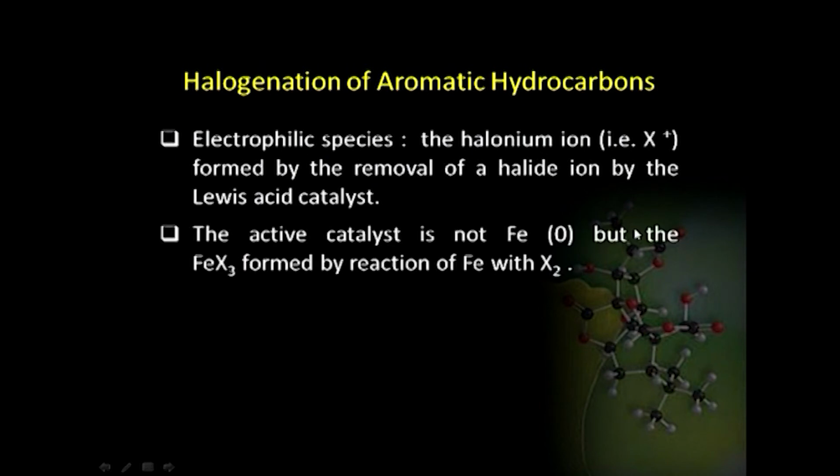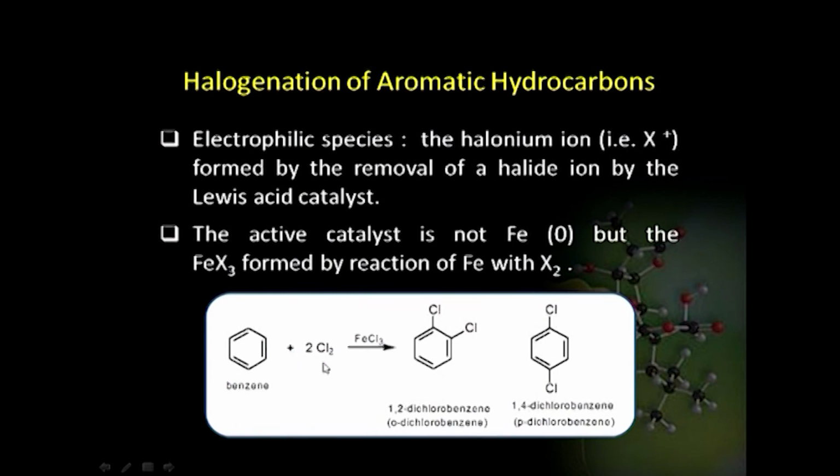The active catalyst is not iron, but the ferric halide, which is formed by the reaction of iron with the halogen molecule. So, in this reaction, benzene is reacting with a chlorine molecule in the presence of an iron catalyst. We get the formation of dichlorobenzene. One is the ortho and another is the para substituted product.